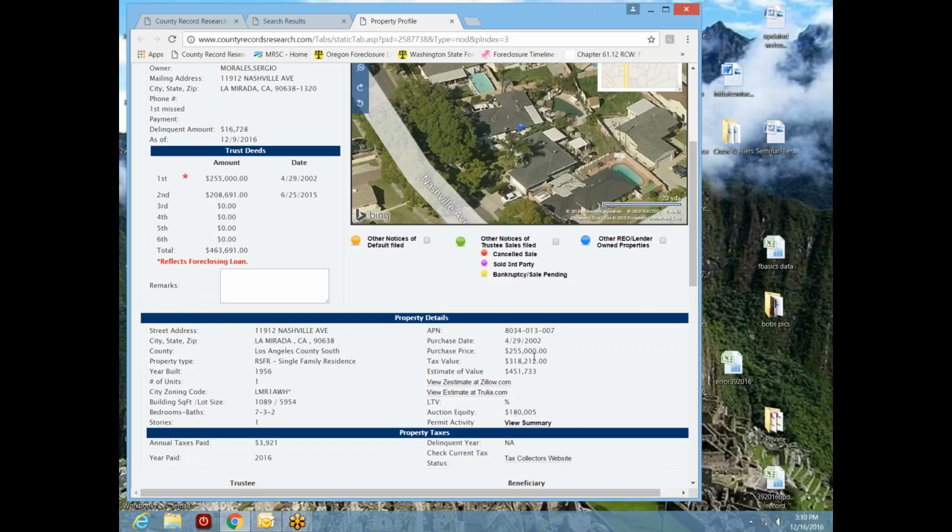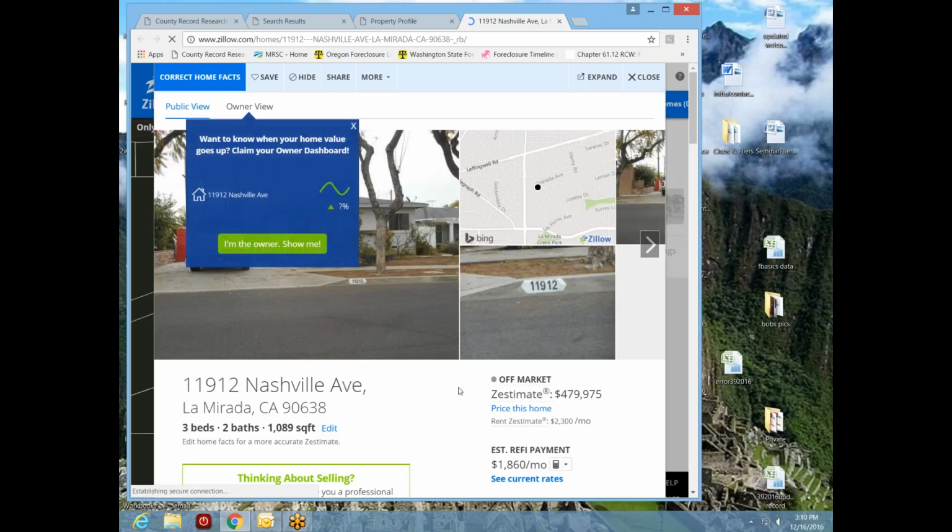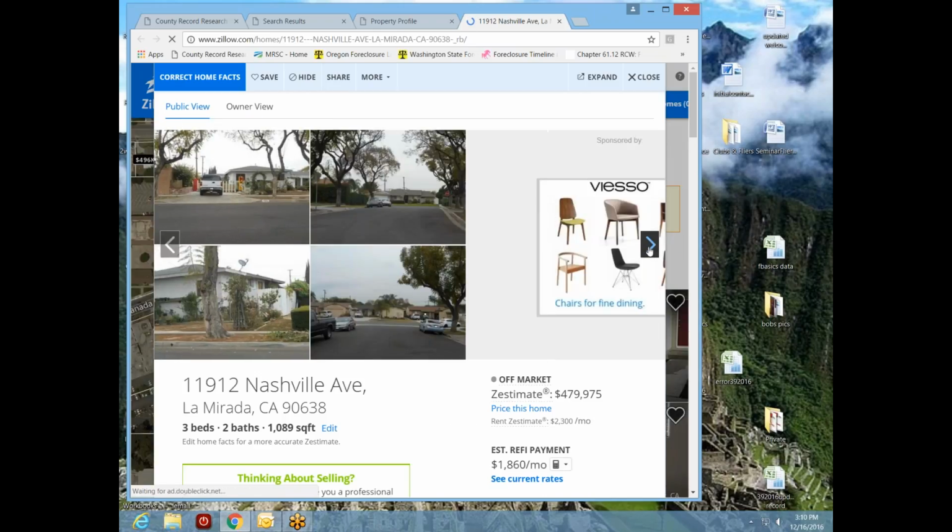Okay, so first of all, before I waste any more time, I'm going to click the Zestimate button just to see if he's got it listed or pending. Nope, no information here. Does have some pictures, but this is not much.